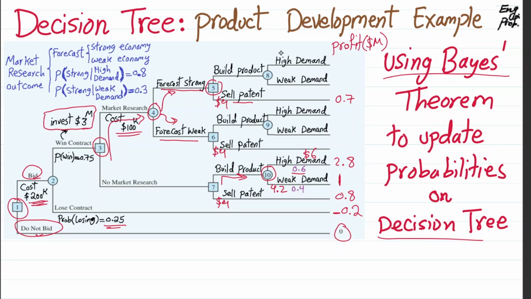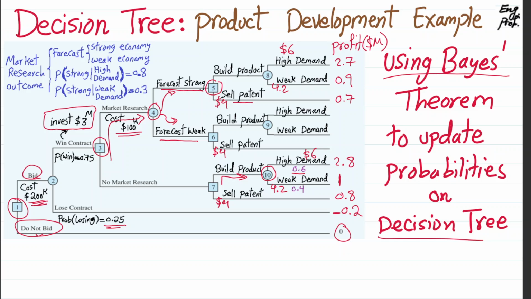Then we get high demand, as we said before. As a result of high demand, we're going to get $6 million, but then again, we have already spent $3 million, 100,000, 200,000, so we are going to get $2.7 million in payoff. And if it is weak demand, it was mentioned that it would be 4.2, and then it will be 0.9.